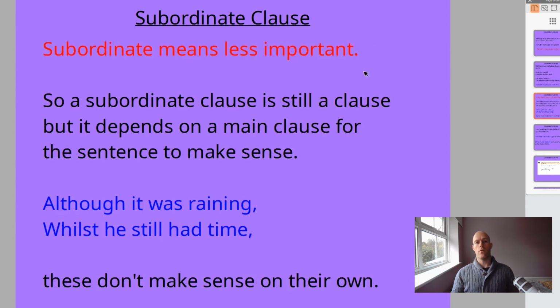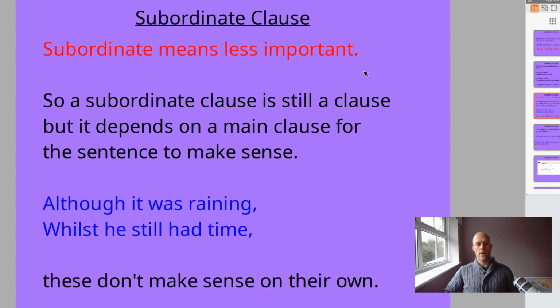So if we know what a clause is, a subject doing a verb, a character doing something essentially, subordinate means less important. So if you've got a less important clause, it requires something else to support it. It can also be called a dependent clause as well. It depends on something else being in the sentence, otherwise it wouldn't make sense. So it is still a clause. You still do have a subject doing a verb, but it depends on something else being in the sentence. Otherwise, you would just sound a bit odd when you said it.